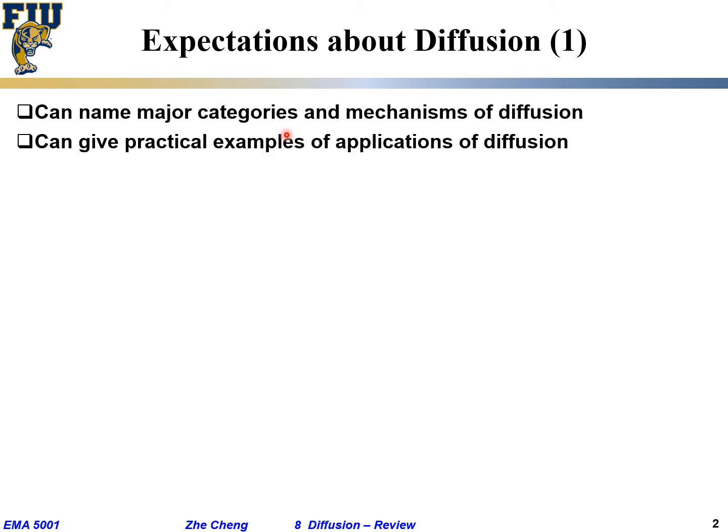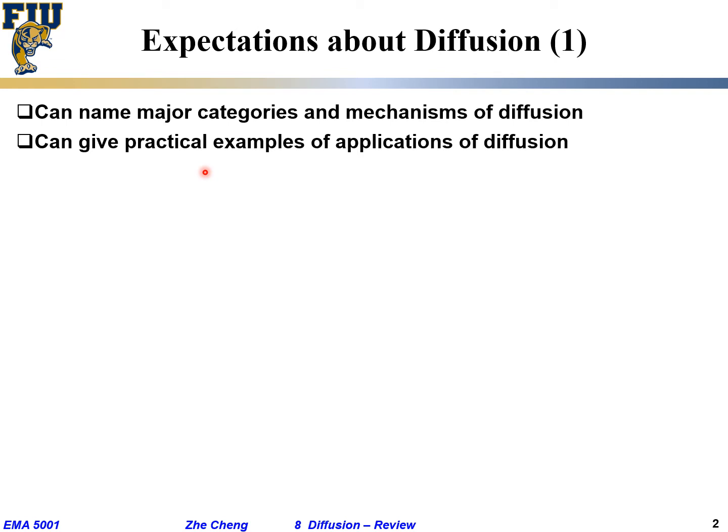Okay, and I also expect the students to be able to give some practical examples or applications of diffusion. For example, remember that I mentioned to get a silicon solar cell, the emitter, you need the diffusion process. For corrosion process to happen, there's always diffusion involved. For oxidation of metals, there's always diffusion involved.